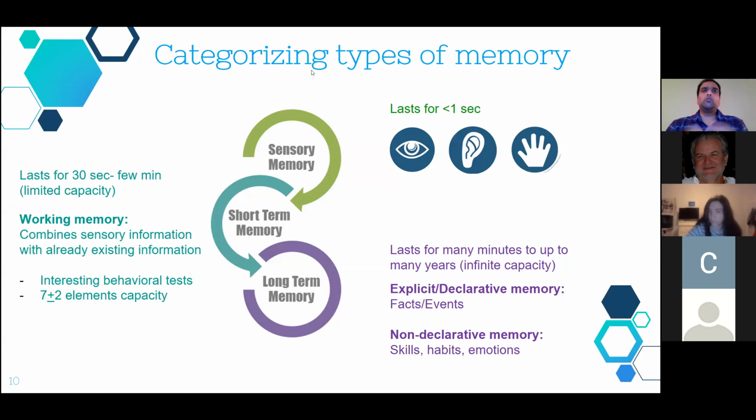Or if I ask you, what did you do for your 18th birthday or your first marriage anniversary, you will consciously try to recall that information. And so this conscious recalling or retrieval of memory is the explicit or declarative memory. However, there are some other non-declarative types of memory where you are not consciously recalling.